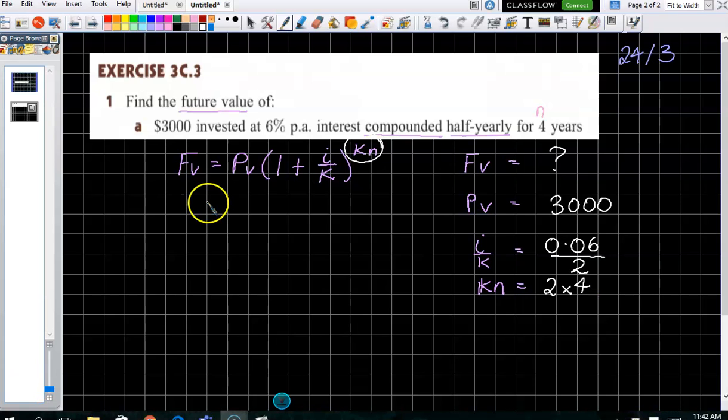And now we just plonk that into our formula. So it becomes 3,000 times 1 plus 0.06 over 2. Now you can write 2 times 4, or you could put 8, right? I'm putting 8. If that was 2.5 years daily, I'm not going to bother working it out. I'm just going to make my calculator do it.